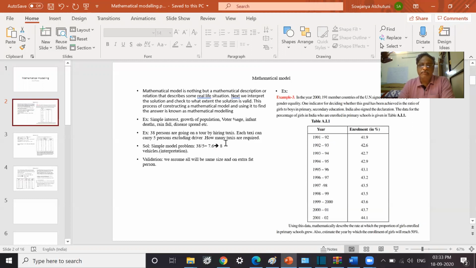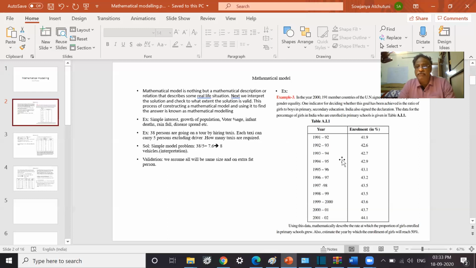Here, what is the mathematical formula? The number of taxis required is n by 5, where n is the number of persons. We round it to the next whole number, so 8. This is simple. Suppose there are 500, we'll put 500 by 5, so 100 taxis. A simple mathematical prediction. We assumed here that all persons were the same size and there is no extra person. So there will be some assumptions in our mathematical model.